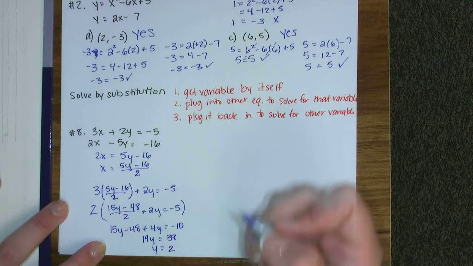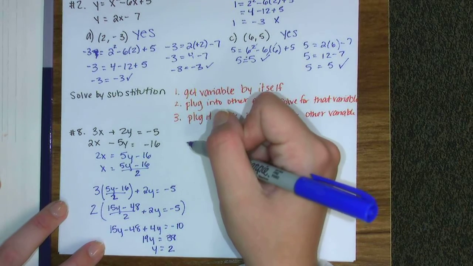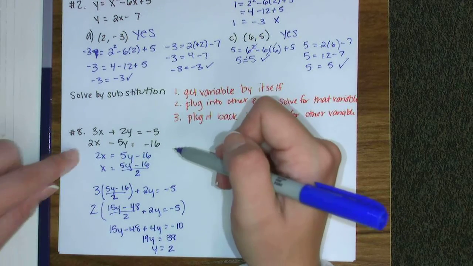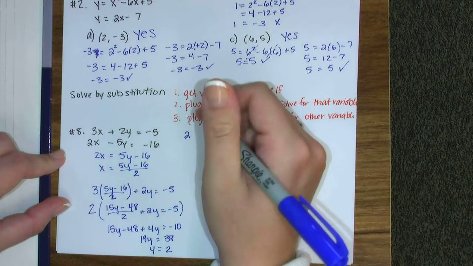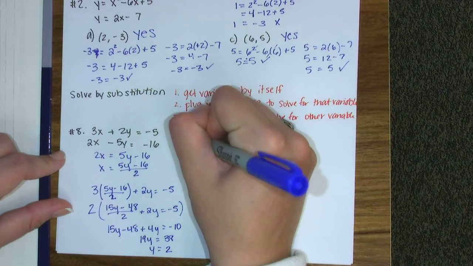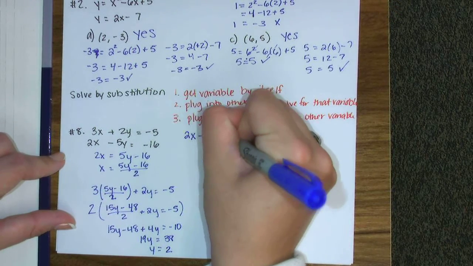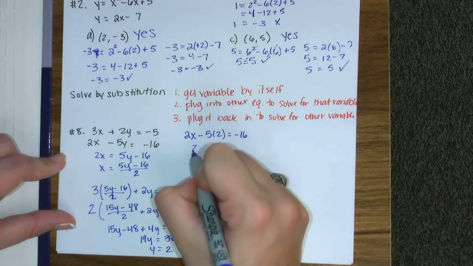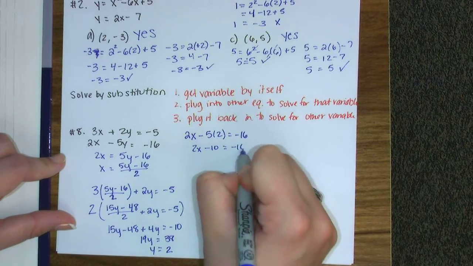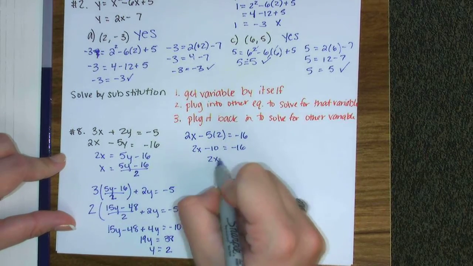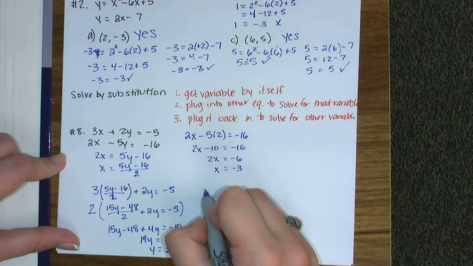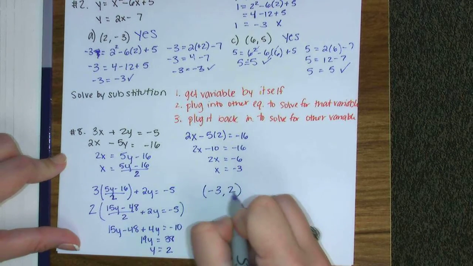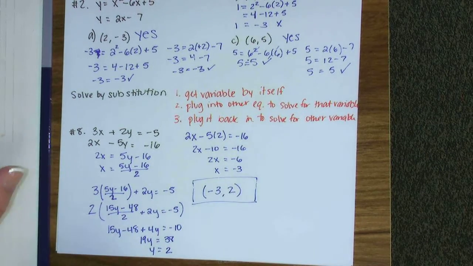Now I need to plug it back in. Ultimately, it really doesn't matter which one I plug it back into, but just for the sake of this problem, I'm going to plug it into the bottom one. I obviously picked the easier one, but 2x minus 5 times 2 is equal to negative 16. 2x minus 10 is equal to negative 16. Add the 10 over. 2x is equal to negative 6. x is equal to negative 3. So then our answer is negative 3, 2 for that particular problem. Okay, so in this case we had one solution.